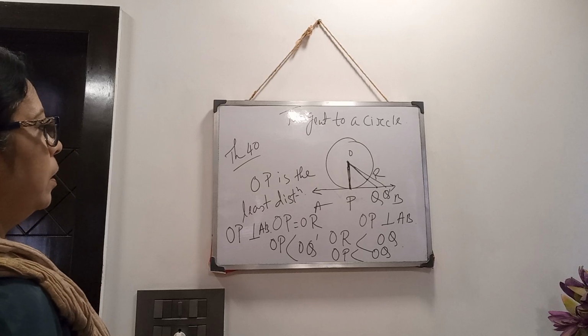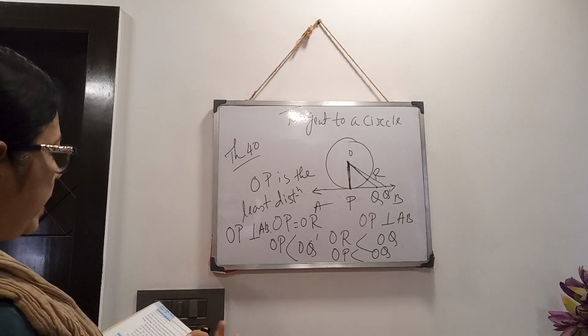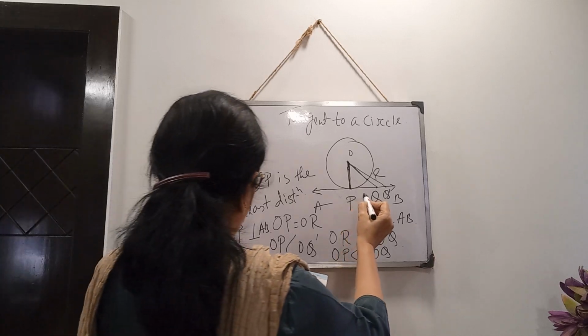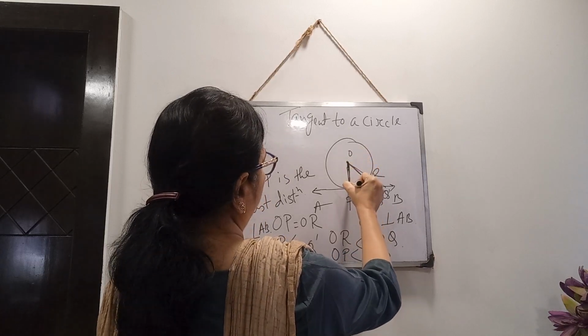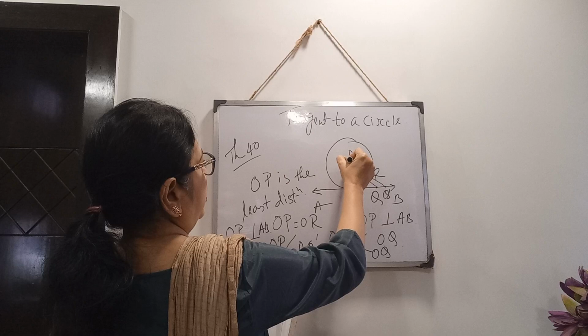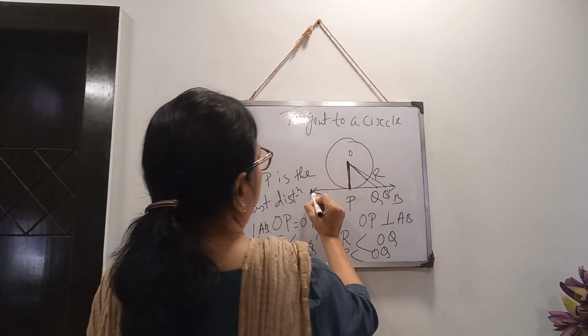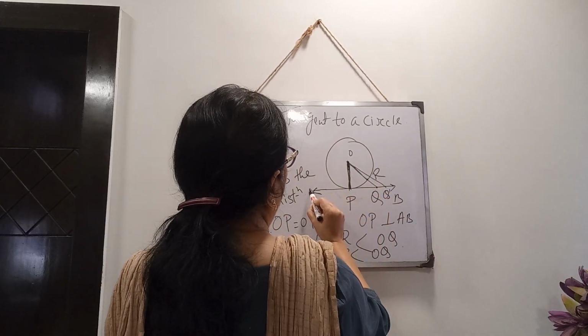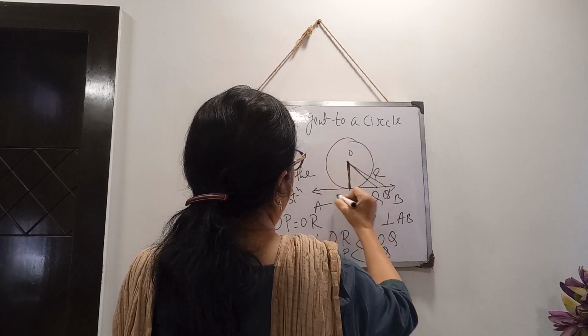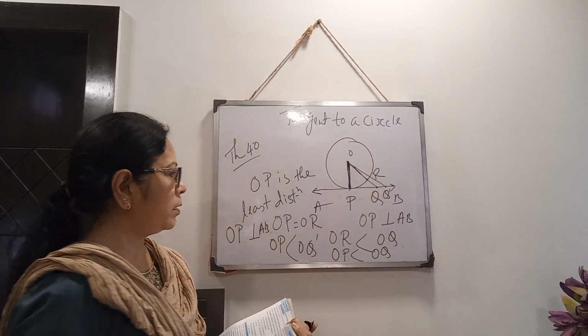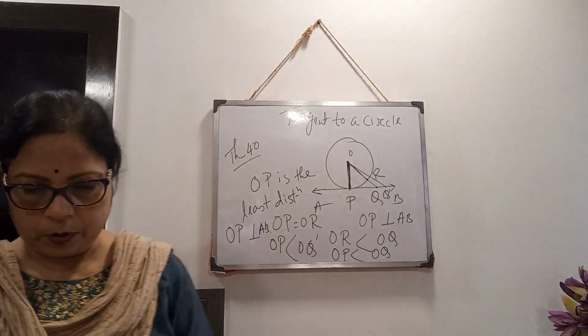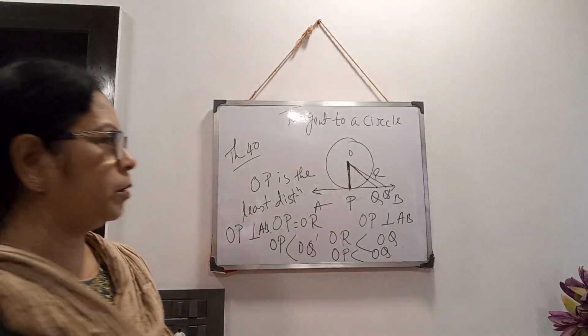So the tangent to a circle at any point on it is perpendicular to the radius passing through the point of contact. So from here we have proved that OP is perpendicular on AB, and that tangent touches the circle at the point P. That means P is the point of contact. Clear? And next one, that is also an important theorem. Next one.